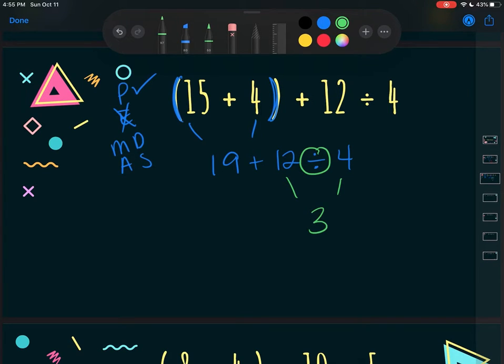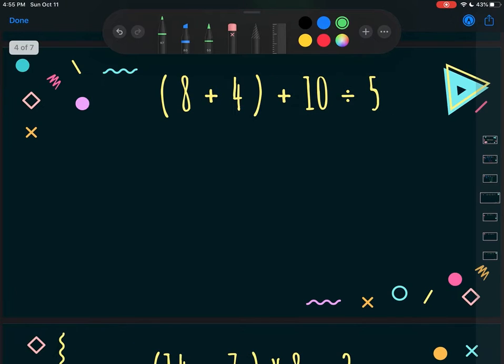12 divided by 4 is 3. So now to bring down the rest of my problem. 19 plus, right? So now I've got 19 plus 3. Well, 19 plus 3 is 22. So 22 would be my final answer.